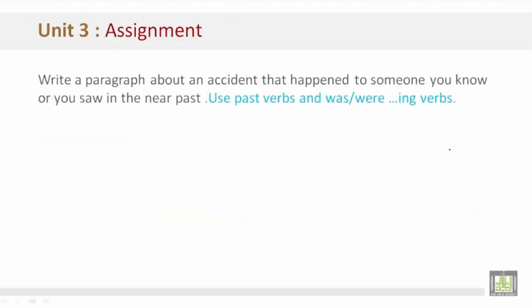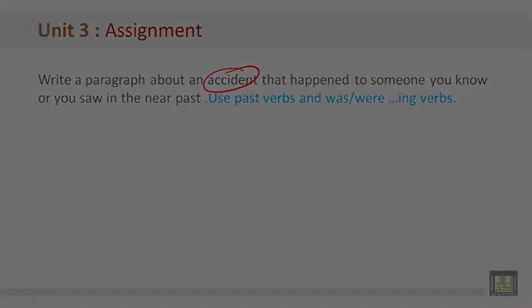Assignment. I want you to write a paragraph about an accident that happened to someone you know or you saw in the near past, just like in the example paragraph in the previous slide. Use past verbs, such as was or were, plus ing verbs.